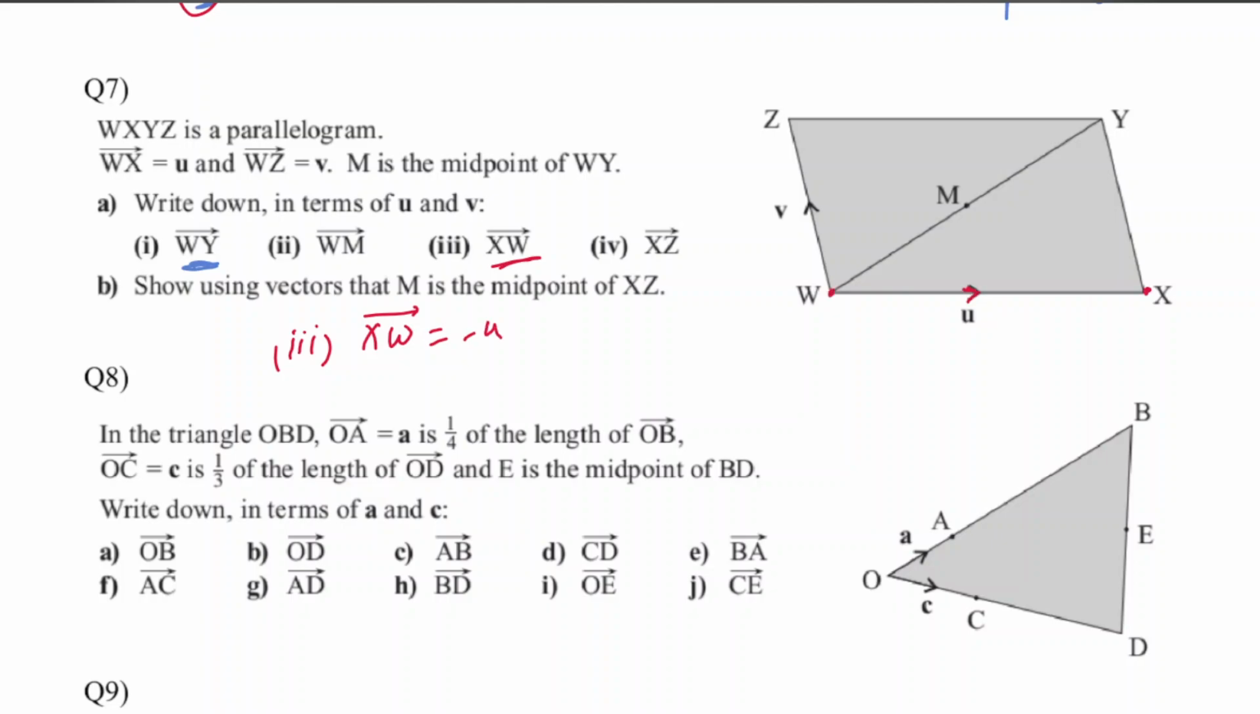Simple question. So what is Xz? We have to start from X and reach Z. So what is Xz? I can go in this direction, right? I have Xz as minus of u plus of v. Got it? Plus of v because we are going in the same direction. I think all these questions are clear to you.